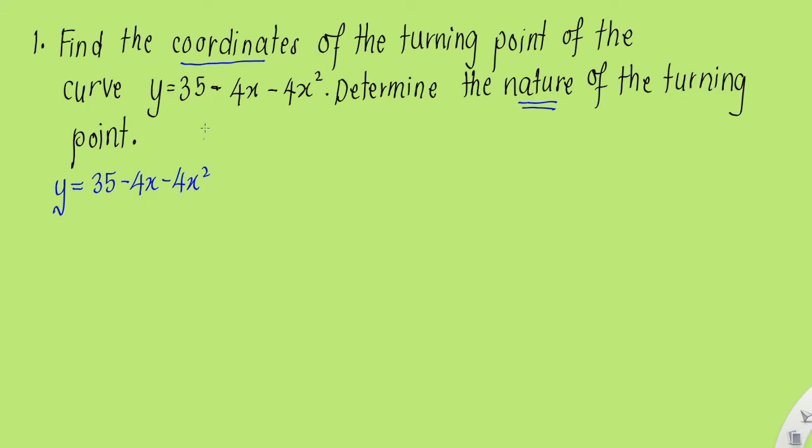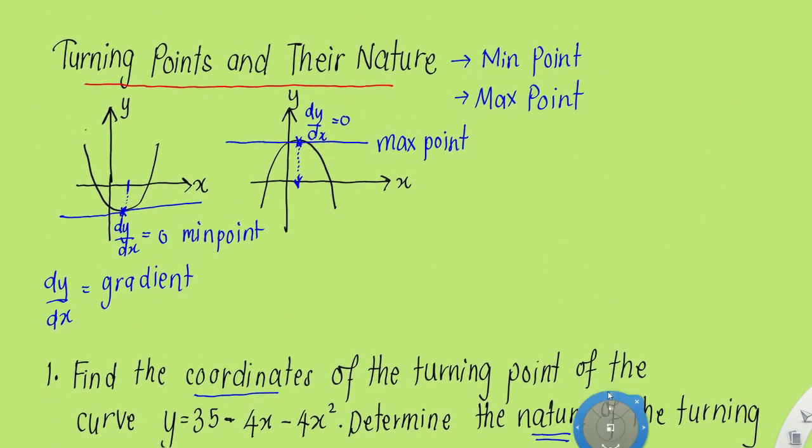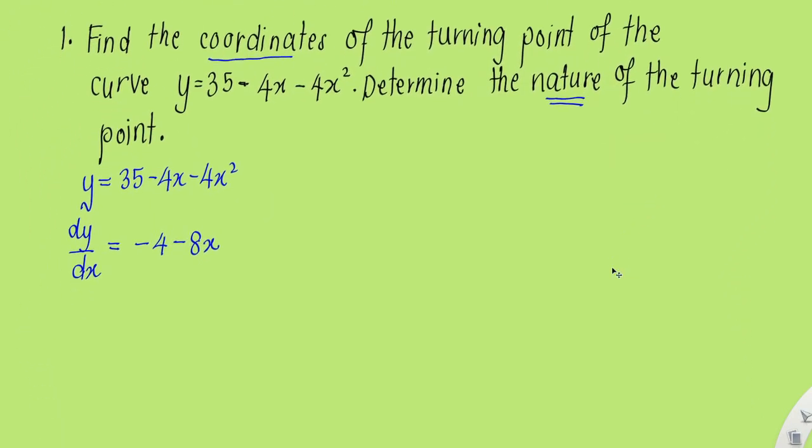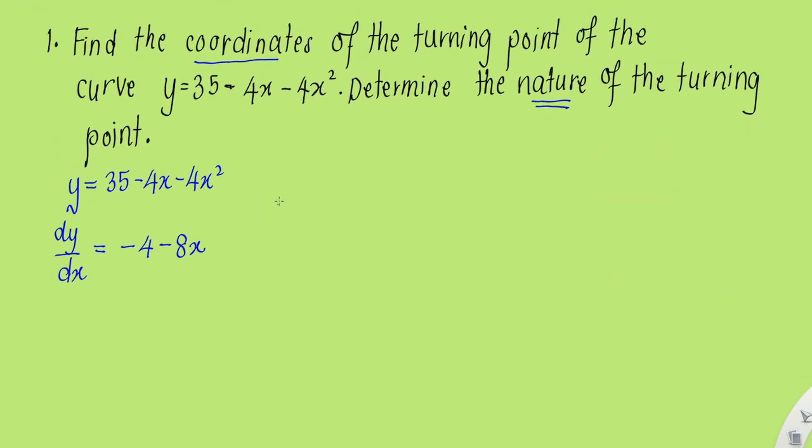When you get this kind of question, the first step is to find the gradient, dy/dx. Do you still remember your differentiation? So here we will get -4 - 8x. Done. At the turning point, what do we mean? Remember, initially the teacher told you that you have to let your dy/dx equal 0, because this part is the turning point. So in this case now, we are also going to let the dy/dx equal 0.